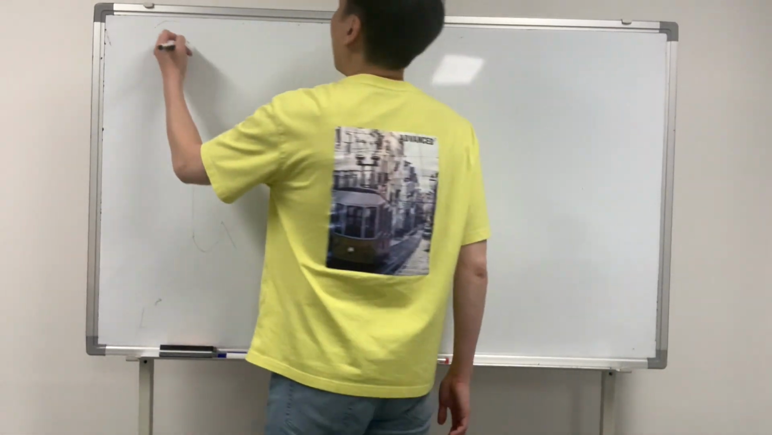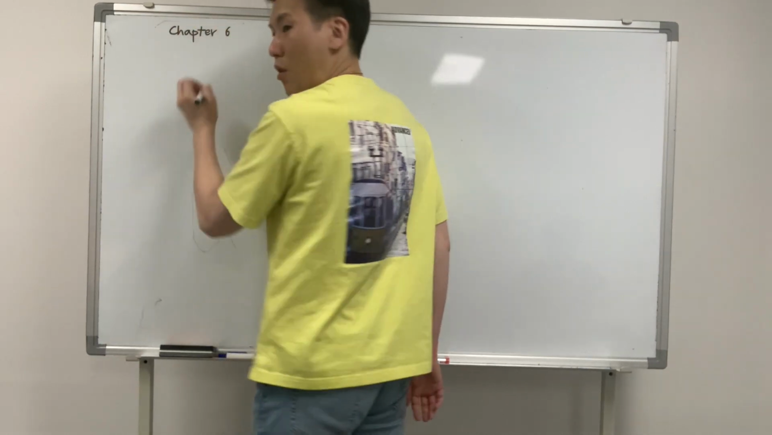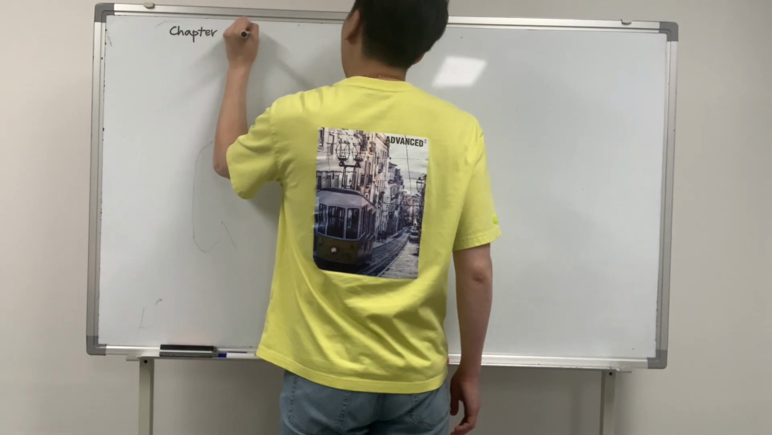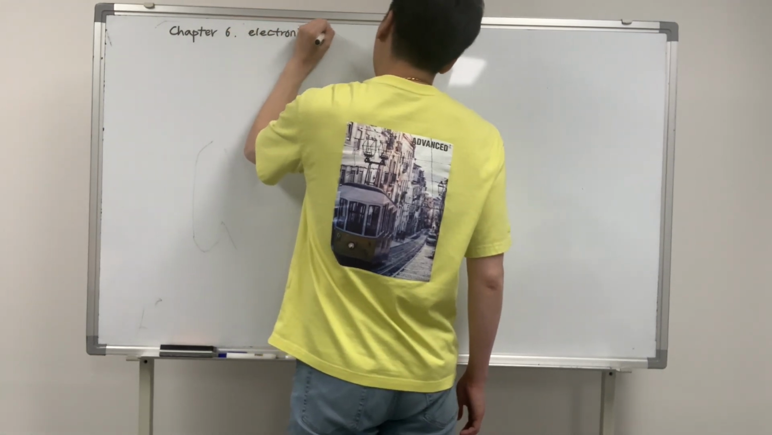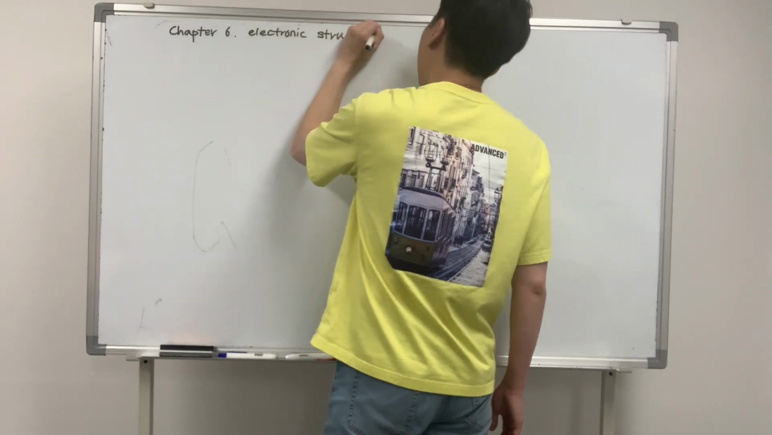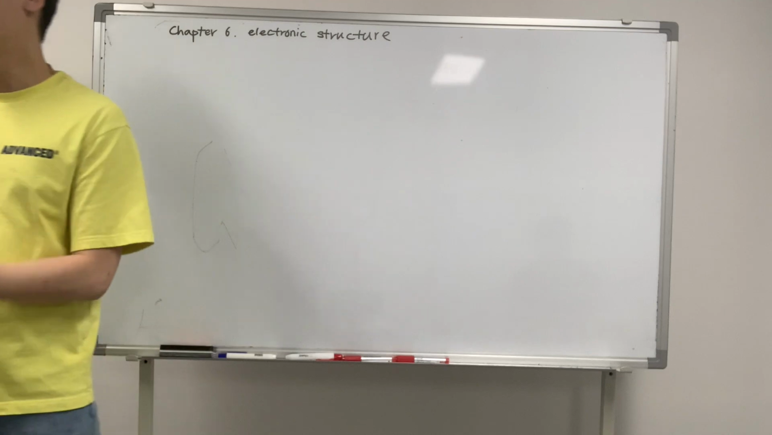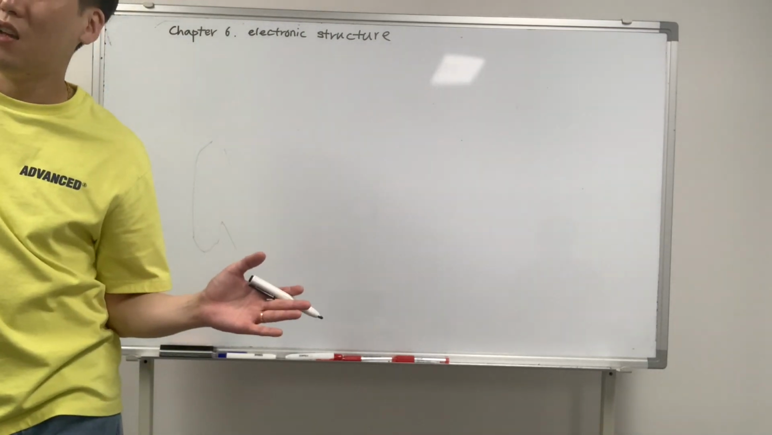This chapter, I would just put it as chapter 6, in order of our progress. Chapter 6 is called electronic structure. And if you ask me, oh Sam, is it hard? Yes. Yes.